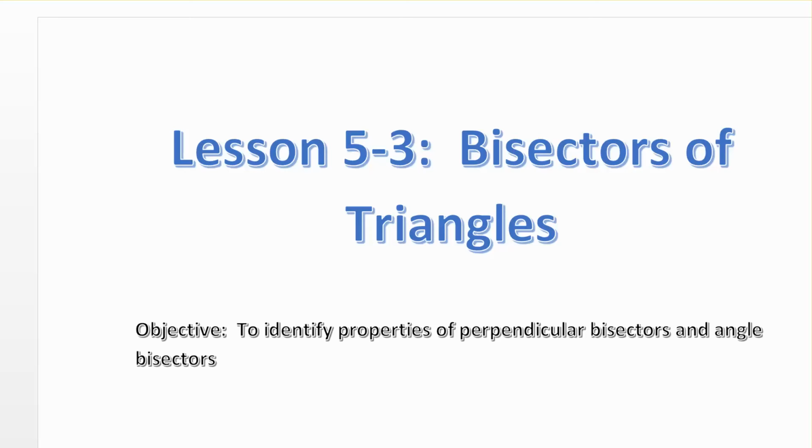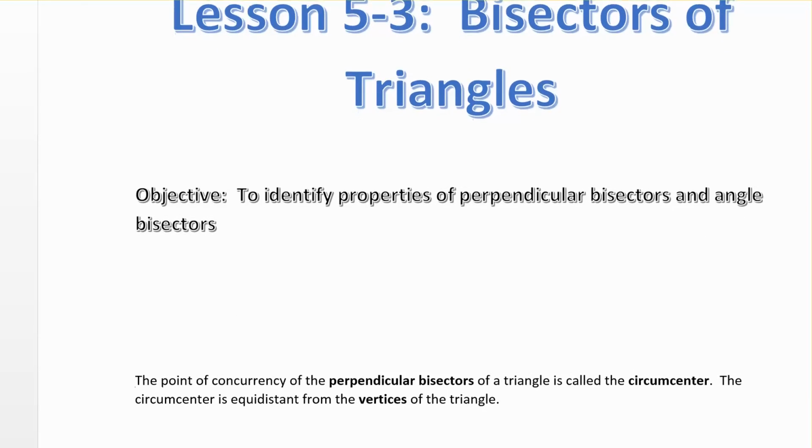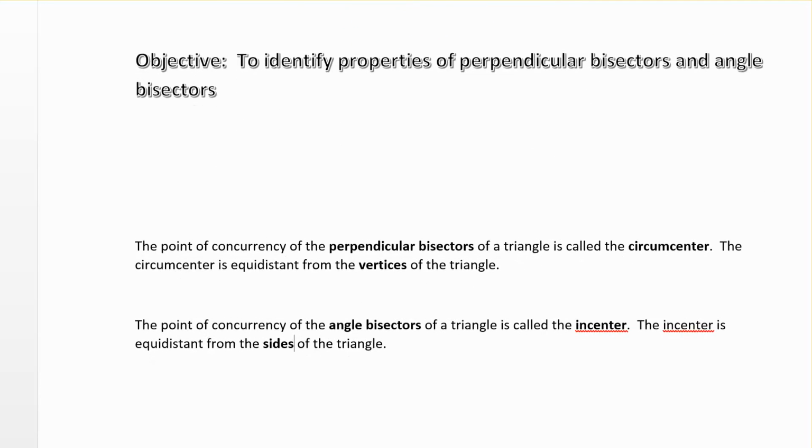Today we're going to extend what we did yesterday. Yesterday we used the iPad to look at the bisectors of triangles, perpendicular bisectors and angle bisectors, and the points of concurrency that they have. And we said those points of concurrency were the circumcenter and the incenter. Let's take a real quick review of what we did yesterday before we get to our objective, which is going to be to identify properties of perpendicular bisectors and angle bisectors.